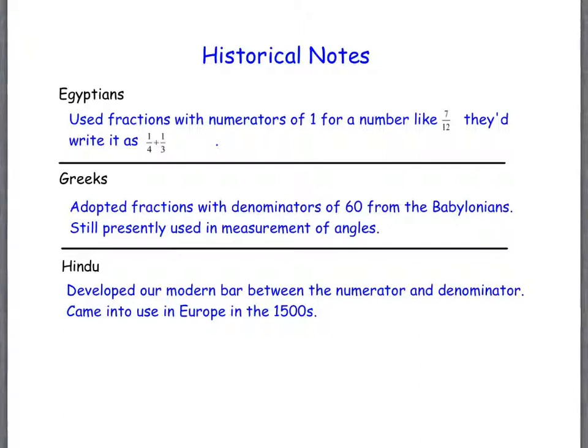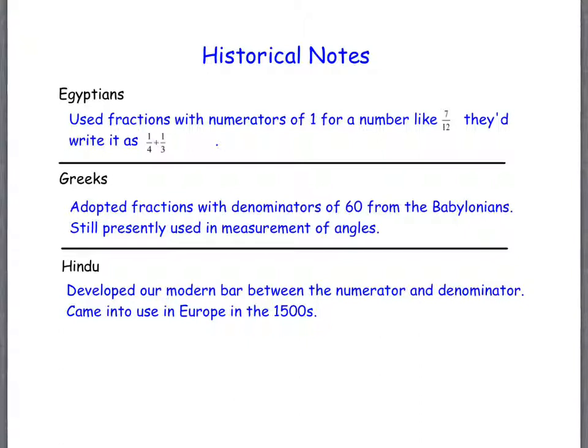Not real fond of that. I don't want to be restricted to having a numerator of only 1. But that's the way that they worked with fractions. The Greeks adopted fractions with denominators of 60 from the Babylonians, and they still use that with measurement of angles. What else do we use with base 60s involved? Minutes. We use it with time. So that's another place where we see this idea of a 60 as a denominator.